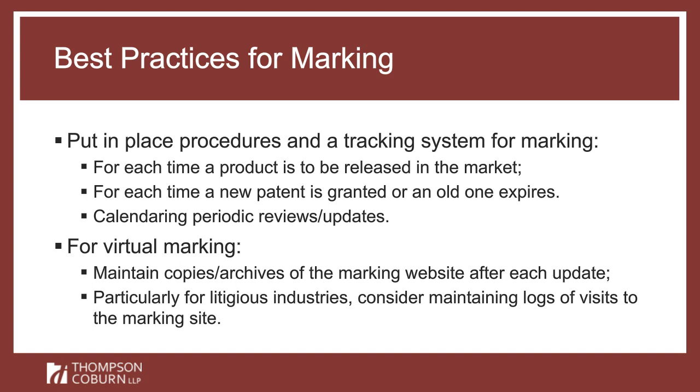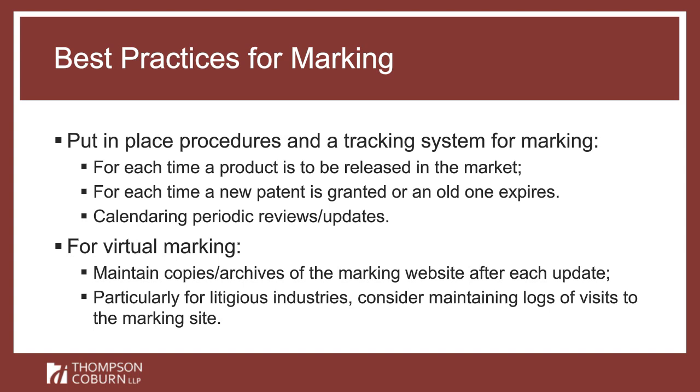If you file a lawsuit against your competitor in 2020, alleging that they started infringing in 2018, it's not going to be sufficient for you to point to your website as of today and say, look, we mark. You have to show that you were marking back in 2018 when you allege the infringement began. So if you have those periodic archives of the website, that's going to really help. The other thing is, if you're in a particularly litigious industry, you might want to consider maintaining logs of all the different IP addresses that visit your marking site, just so you have that evidence in the future.